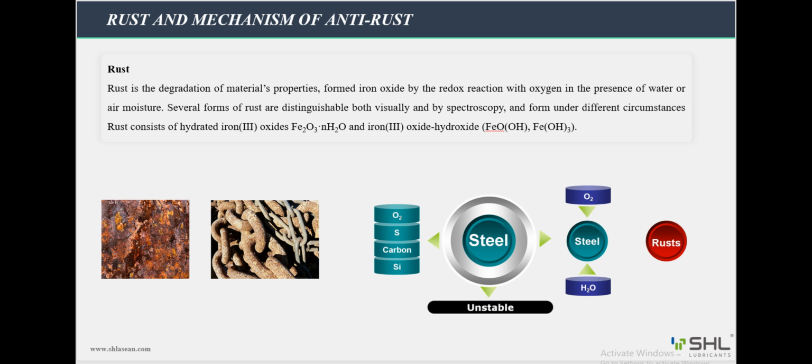What is rust? Rust is the degradation of materials' properties, formed as iron oxide by the redox reaction with oxygen in the presence of water or air moisture. Several forms of rust are distinguishable both visually and by spectroscopy, and form under different circumstances. Visually, rust is brown to red depending on the degree of rust of the material. Examples are hydrated iron(III) oxides and iron(III) oxide hydroxide.